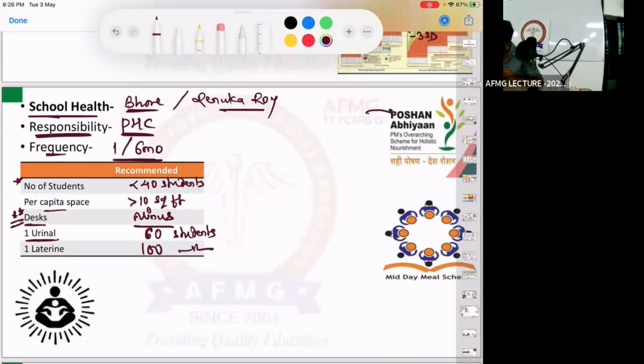Then we have this scheme launched by the government of India known as the Poshan Abhiyan. It is the Prime Minister's overarching scheme for holistic growth and development, or nourishment. Sahi Poshan, Desh Roshan. This is the logo and the tagline. It has a goal of malnutrition free India by 2022. Okay, this very year.